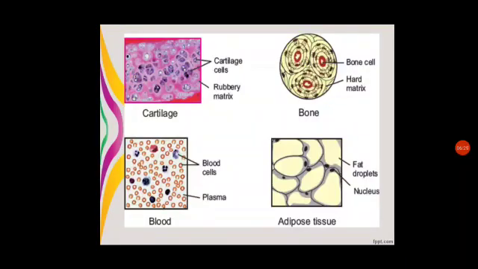Here you can see the cartilage, bone cells, blood cells, and adipose tissue. Adipose tissues are part of the fats, or the fatty layer of the cells, and these all are types of connective tissue.